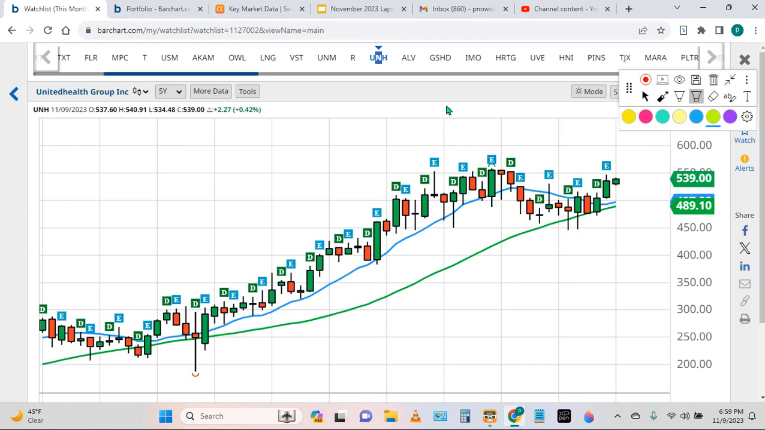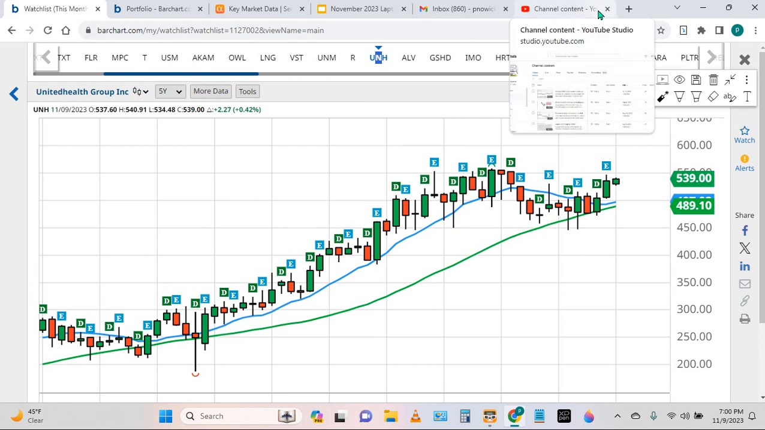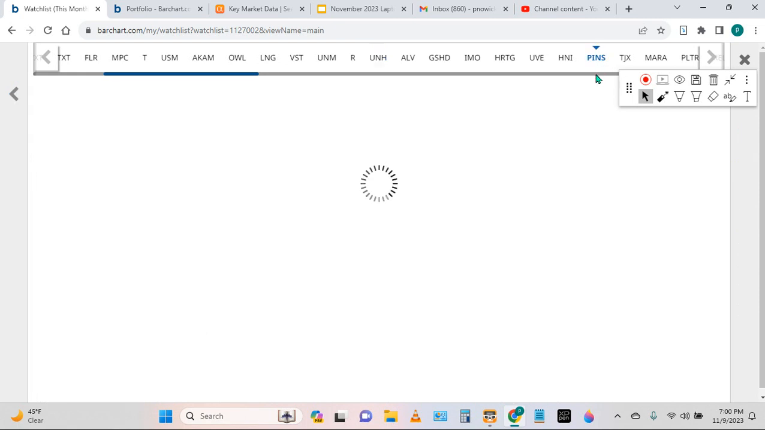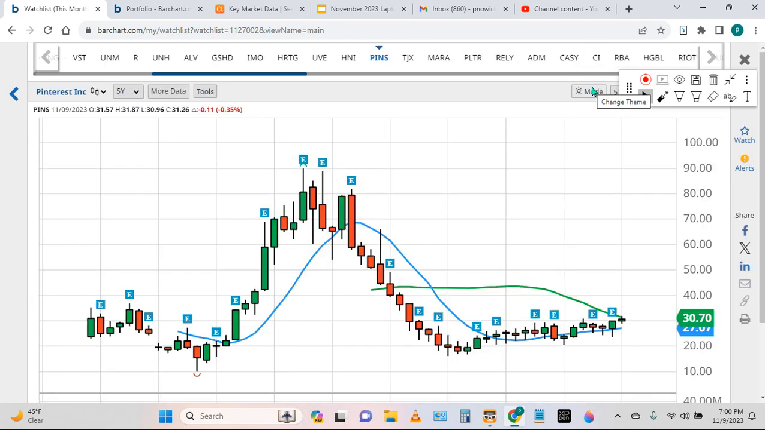So that's just a quick idea for you guys to consider, the idea of not just support and resistance, but looking at these areas of what is a possible turning point for any particular stock or market. Let's take a look at one more. Let's take a look at Pinterest, PINS.